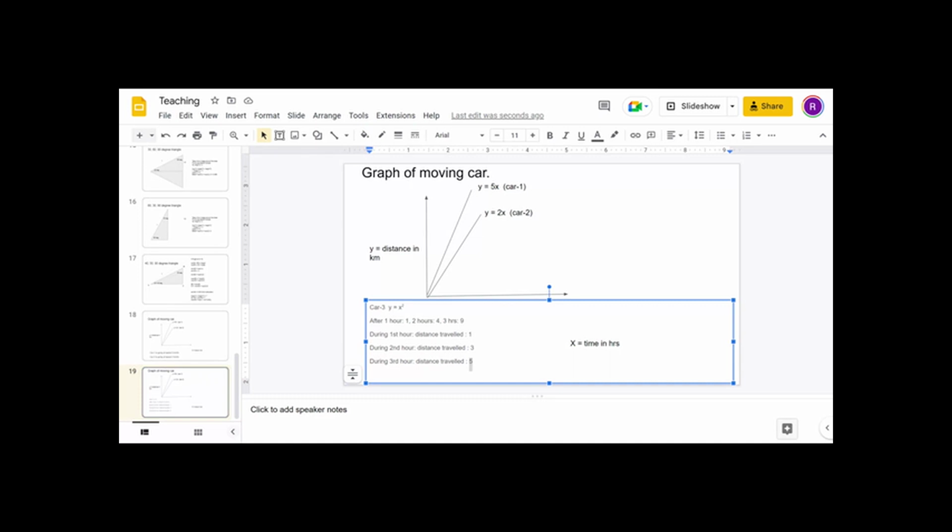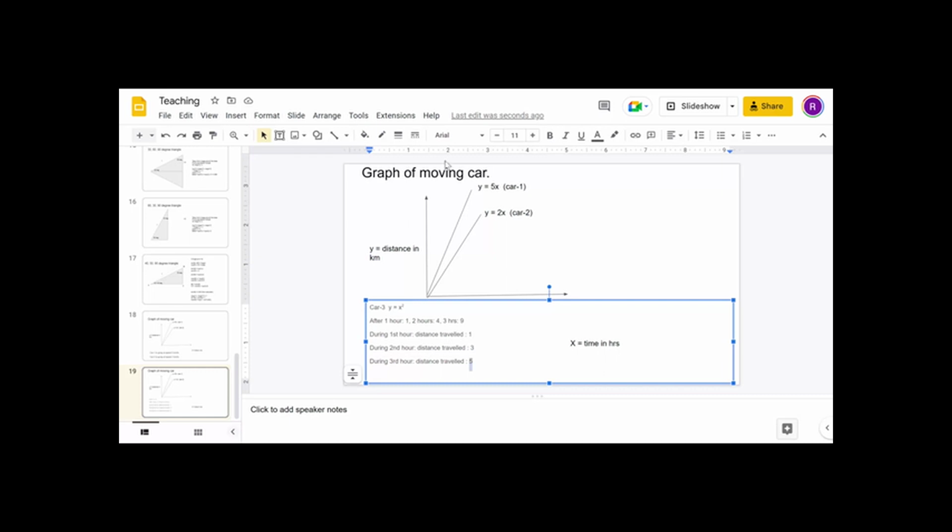The speed of the car is constantly increasing, it's not uniform. So the person is constantly pressing on the accelerator, pressing on the pedal. Because of pressing on the pedal, the car is going on increasing in speed. Because it is increasing in speed, the distance traveled during each successive hour is more. And when you add it up, you start getting y equal to x squared.